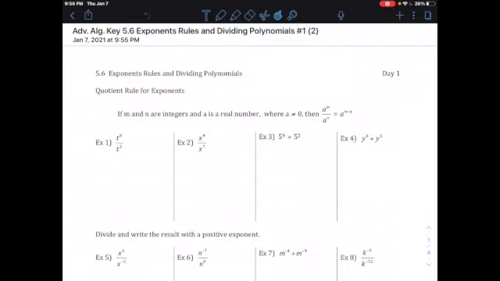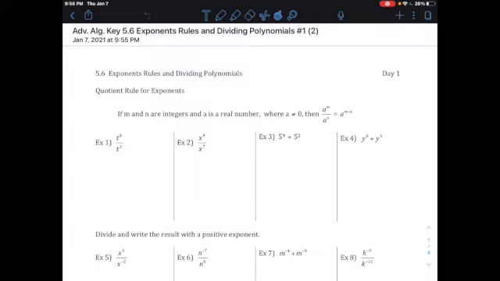Hi everyone, today we are going to talk about exponent rules and dividing polynomials. This section is a little long, so we're going to do it in two pieces. So the first thing is the quotient rules for exponents. That means division rules. Here's the very first thing.